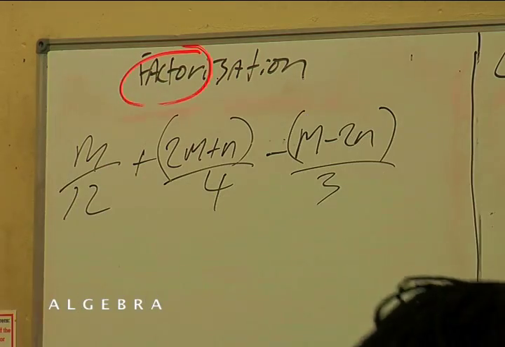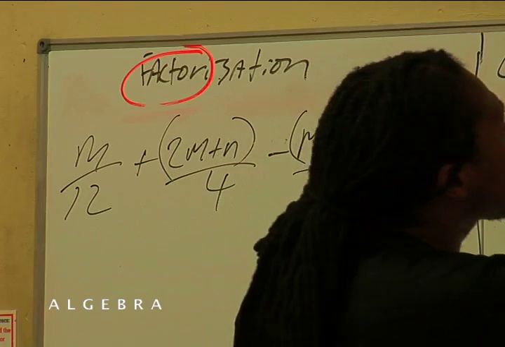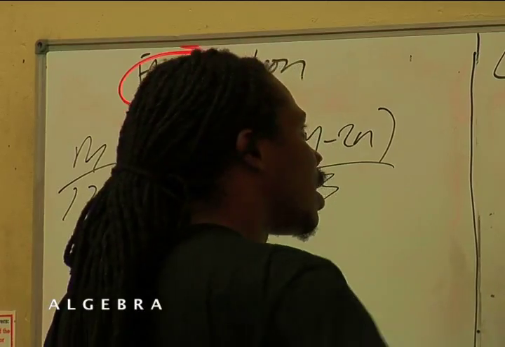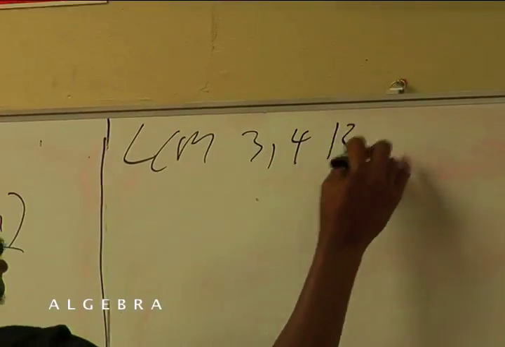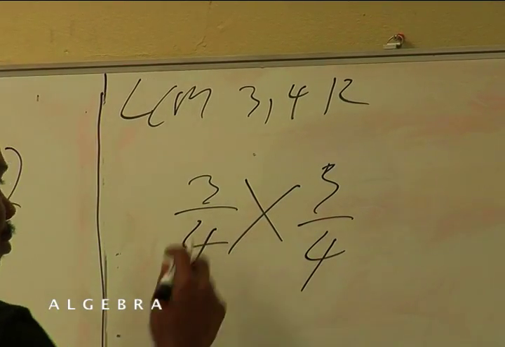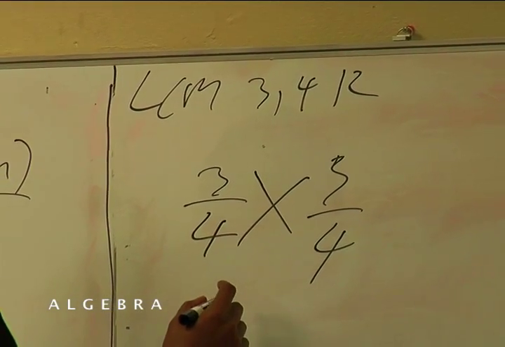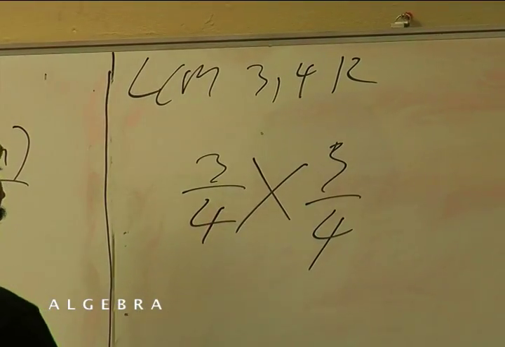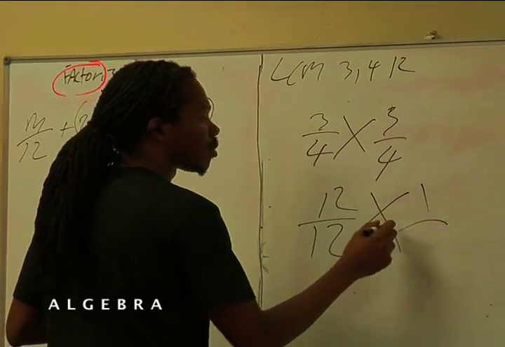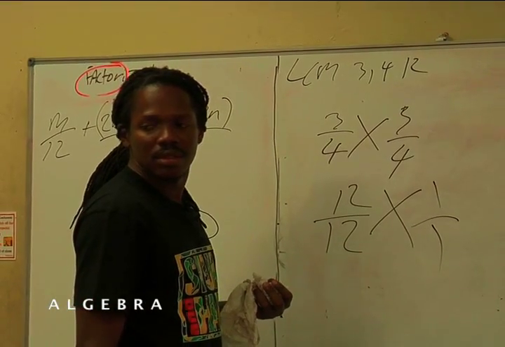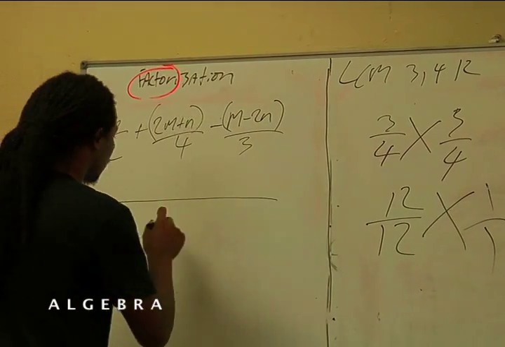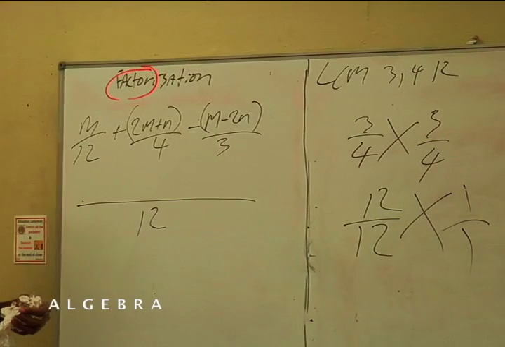So it comes to now the LCM. I don't want any guessing. LCM of 3, 4, and 12. 3 over 4, smallest that can be, 3 over 4. 3 4s is 12. 12 over 12, what's the smallest that can be? 1 over 1. 12. LCM. And if you have more numbers, just continue.